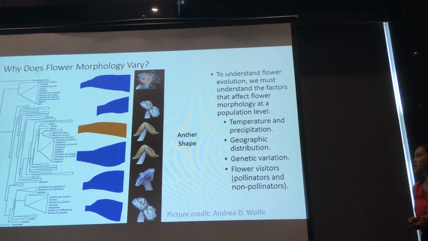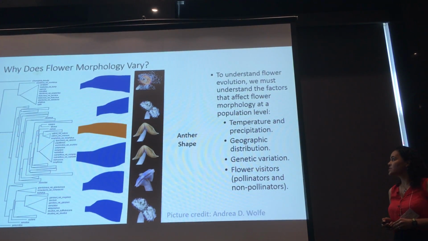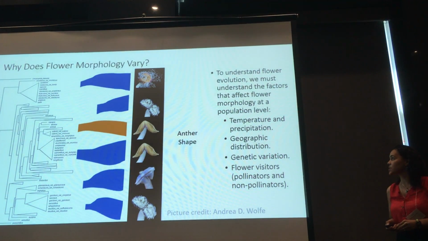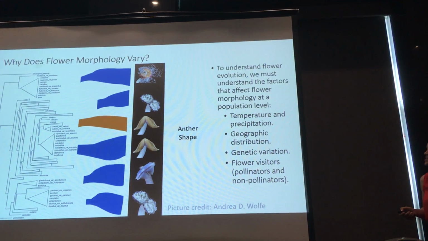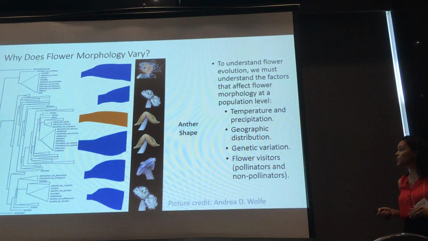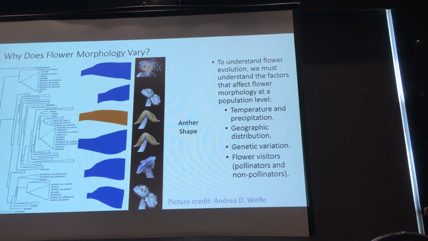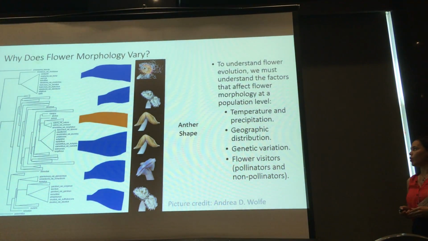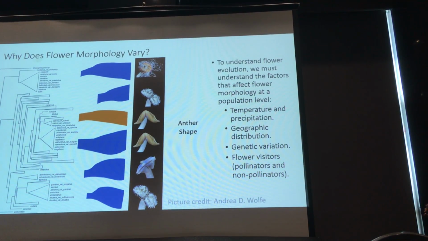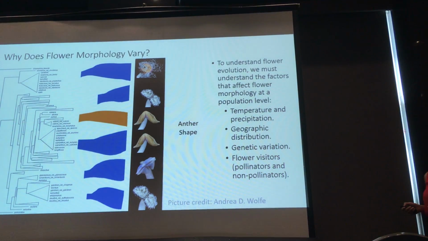However, even though these traits may not be phylogenetically significant, they are great traits to identify species in the field, and they may be very useful in pollination ecology. So I argue that to understand how these differences in flower morphology and anther morphology arise in this genus, we also need to understand how these differences arise at a population level, and for that we need to know the influences of temperature and precipitation, geographic distribution, genetic variation, flower visitors, pollinators and non-pollinators, and their effect on flower morphology.